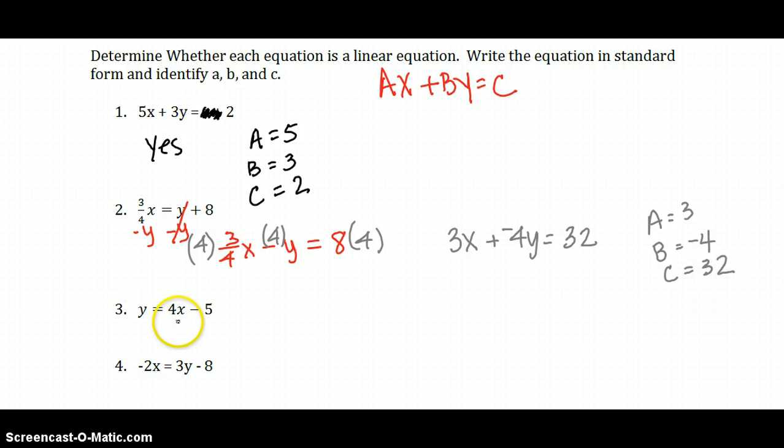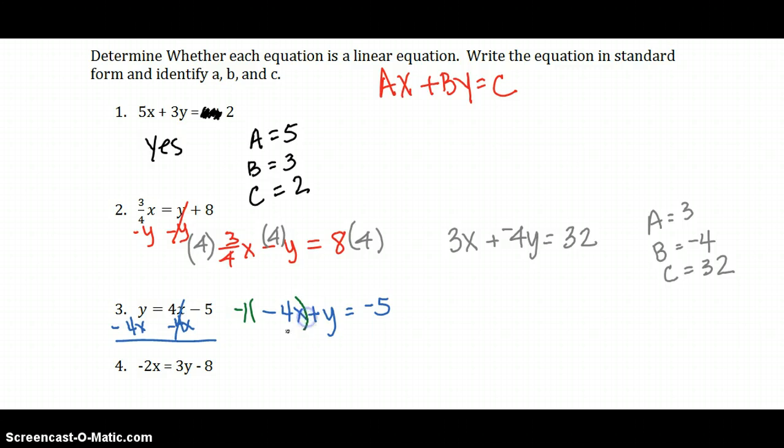Alright, number 3, I need to rearrange. Let's get a new color. The 4x is on the wrong side, so if I subtract 4x to rearrange, I'm going to have negative 4x plus y equals a negative 5. Now here's where it's an integer, it's a negative 4, but it says in our rule for standard form that it can't be less than 0, and negative 4 is less than 0. So the easiest solution here is to just multiply everything times a negative 1.